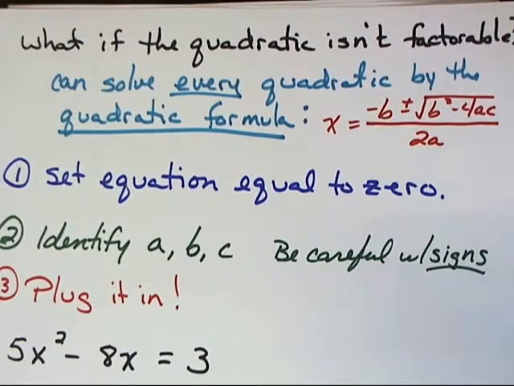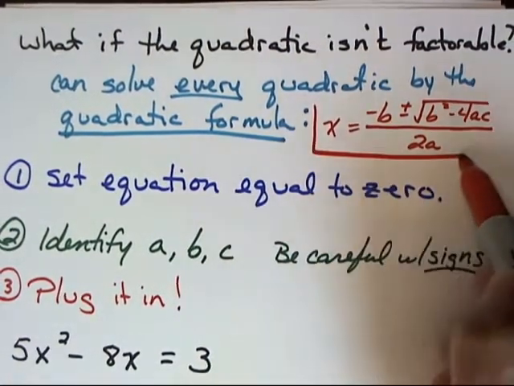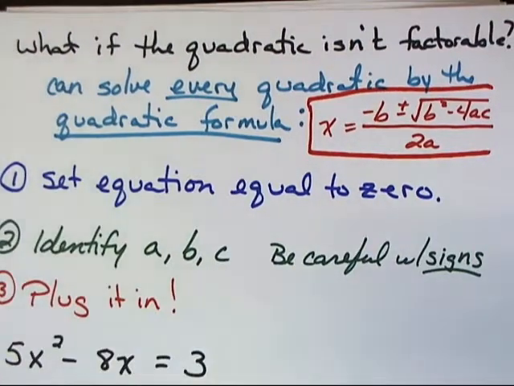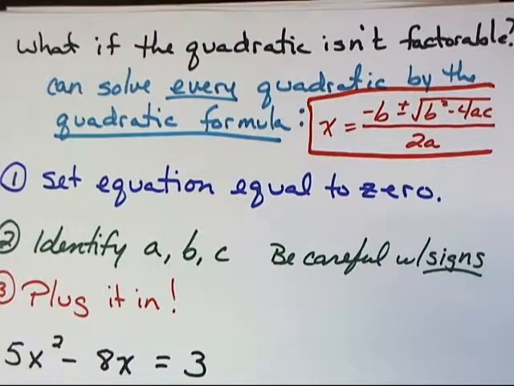In order to use that equation, though, we need to make sure that our equation is set up properly. The first thing we have to do is set the equation equal to 0. Then we identify a, b, and c, making sure that the sign in front of the term goes with that term. And then we simply plug it in, plug it in.